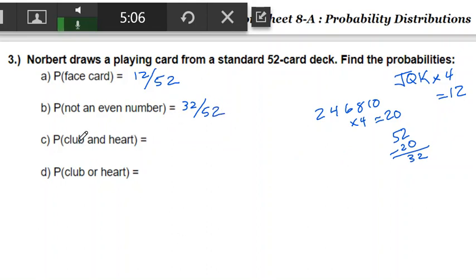Now, a club and a heart. How many times is that? Wait a minute now. A club and a heart. Can it be a club and a heart at the same time? No. A club or a heart. Remember that there are 13 out of the 52, and that there are 13 out of the 52 that are hearts. And there is no overlap, so it is 26 out of 52.